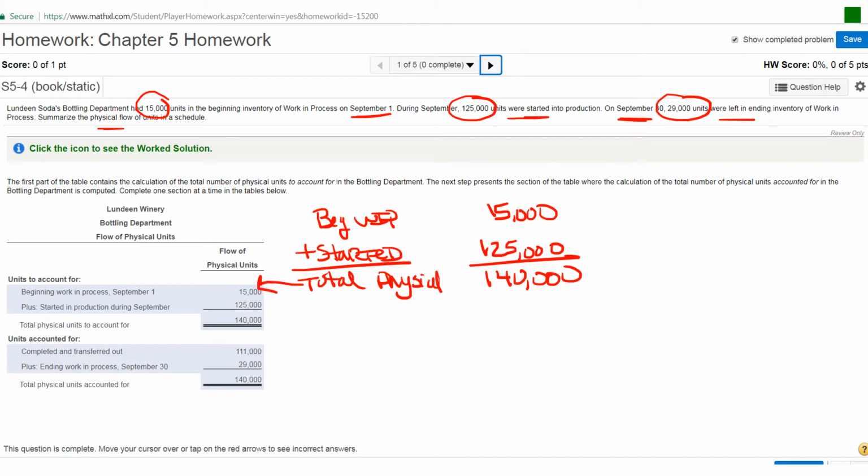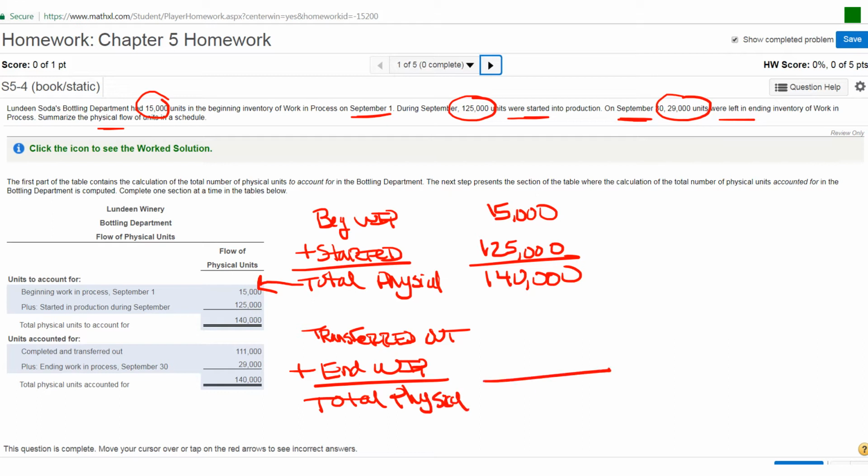Now to verify that, the other equation, what you do is you take the units that you either completed and transferred out, write this transferred out right here. You add your ending work in process, and that's the other equation. It should also give you your total physical units. Now here's the trick. In this problem, they didn't tell you what they transferred out. They told you beginning WIP, they told you started, and they told you ending work in process.